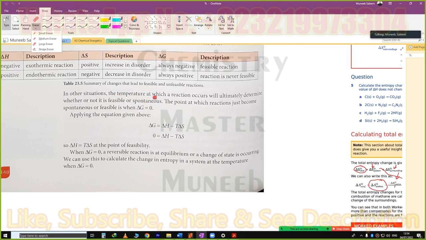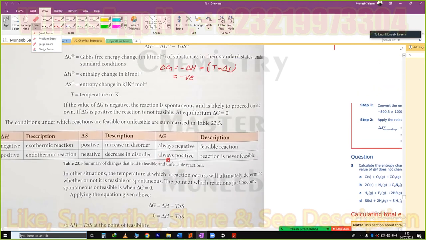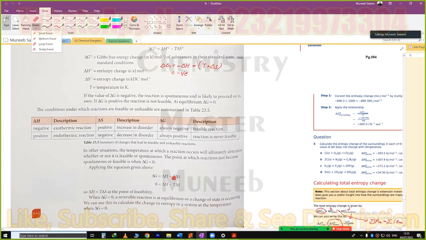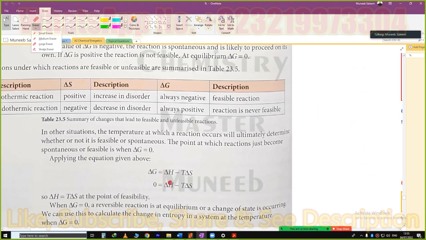In other situations, the temperature at which a reaction occurs will ultimately determine whether or not it is feasible or spontaneous. The point at which reactions just become spontaneous or feasible is when delta G is equal to 0. So you have to memorize this point. When you apply this 0 to the equation, delta G equal to 0, then you get delta H minus T delta S.